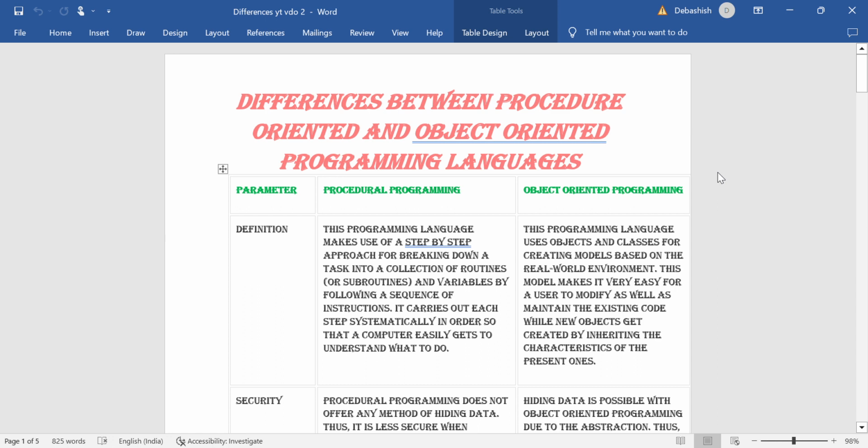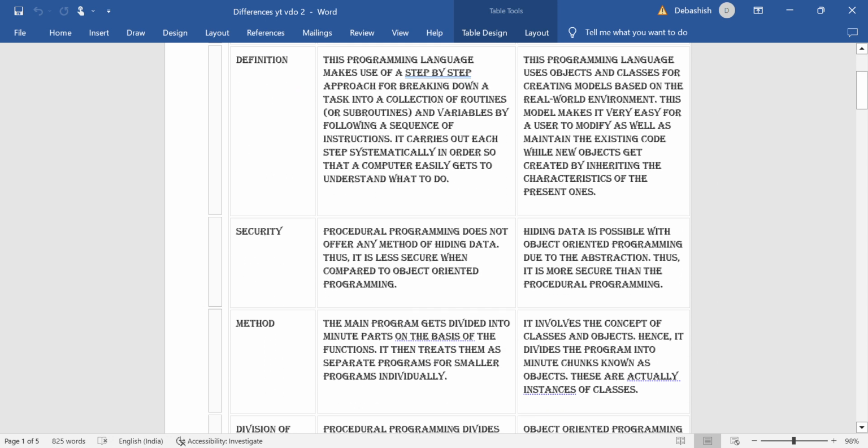Procedure-oriented programming language makes use of a step-by-step approach for breaking down a program, while object-oriented programming uses objects and classes for creating models based on the real-world environment. The security. Procedural programming does not offer any method of hiding data, while hiding data is possible with object-oriented programming due to abstraction. The method.